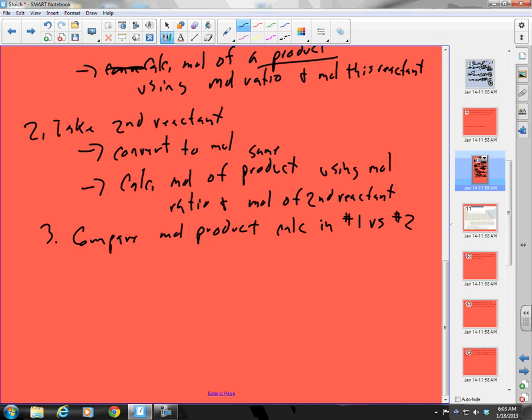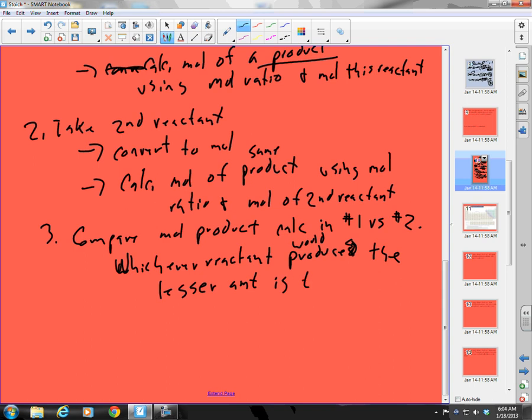Whichever reactant produced the lesser amount, which I should put in the subjunctive, which would produce the lesser amount, is the limiting reagent or reactant. Got it? It's not that hard. Just follow the steps, right? Here we go. Let's do it.